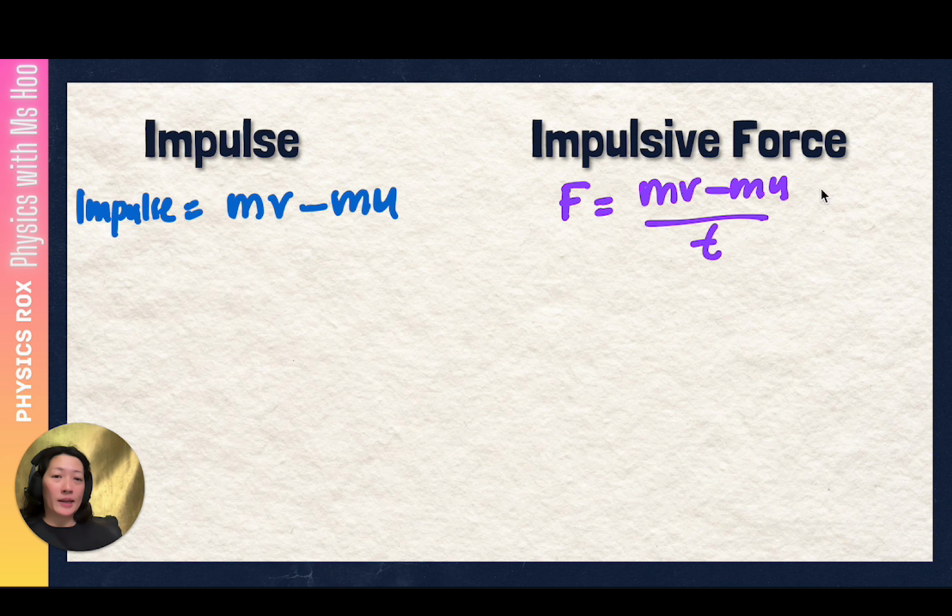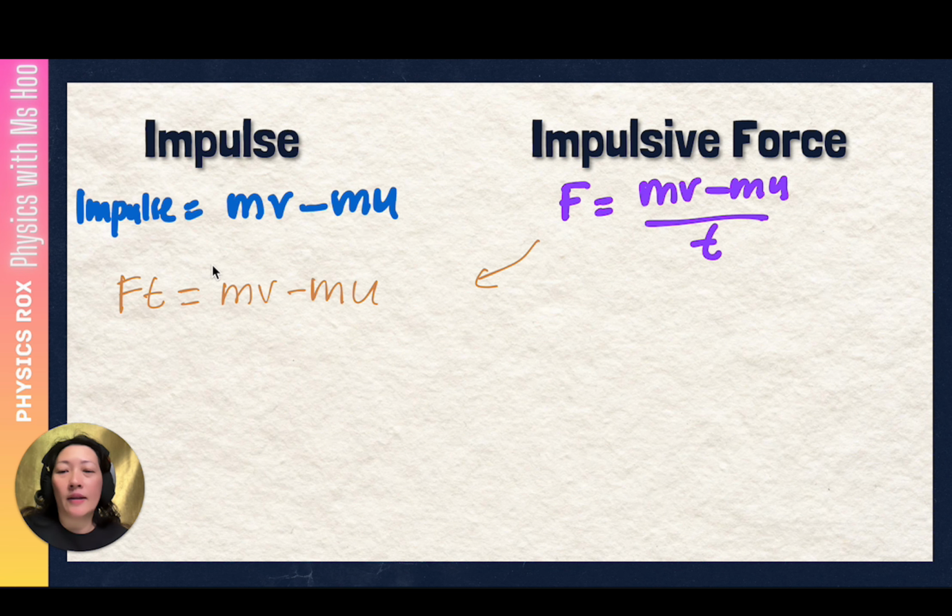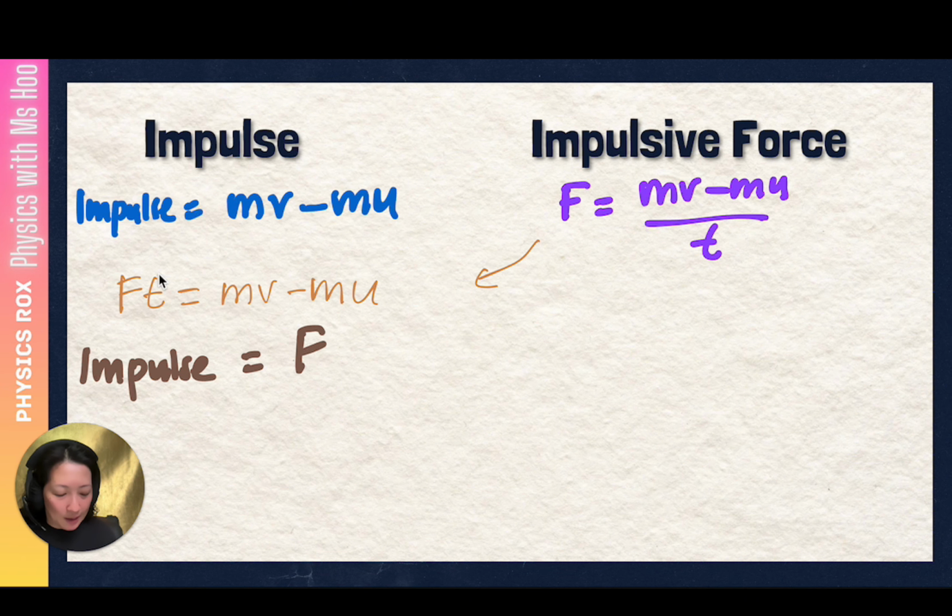If we were to rewrite this formula, bringing t up to the same side as F, I'm going to write it over here, you'll find that Ft equals mv minus mu. Now you can see that on the right side, it's the same thing. The left side is Ft. What does this tell us? This tells us that impulse can also be calculated as impulsive force times time, Ft. So impulse is not only calculated as mv minus mu, but can also be calculated as Ft, force times time.